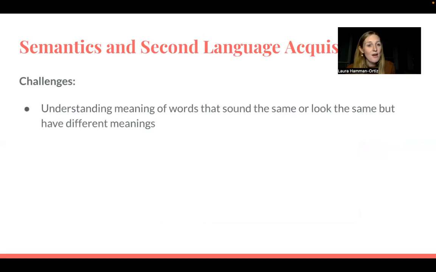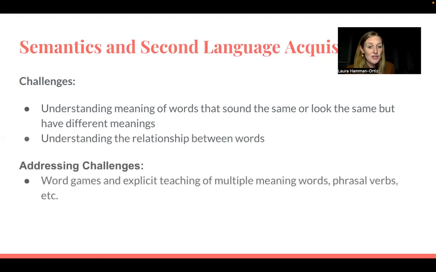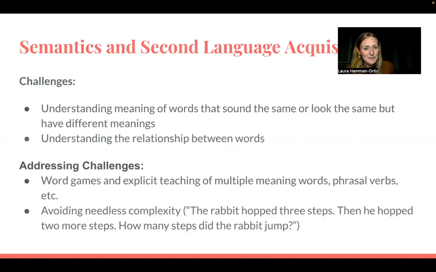All right, so let's talk a little bit then about semantics and second language acquisition. So some of the challenges then are understanding the meaning of words that sound the same or look the same but have different meanings, understanding the relationship between words. And so some ways you could address these challenges are by playing word games. So you could play games of synonyms and antonyms and have them brainstorm as many synonyms, for example, as they can around a given word. So expanding their vocabulary, explicitly teaching multiple meaning words and what those words can mean, explicitly teaching phrasal verbs and using them in context so that they can understand what those words mean. And also avoiding needless complexity.